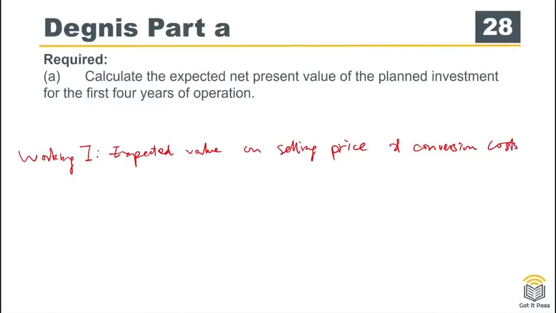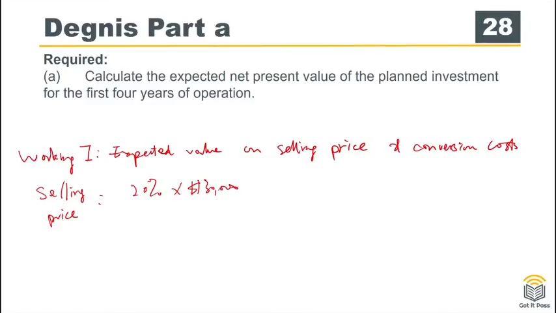Okay, because these two costs are variable factors based on different volume and different prices in each scenario. So we have to calculate it first. For the selling price, we have 20% probability at setting at the basic.